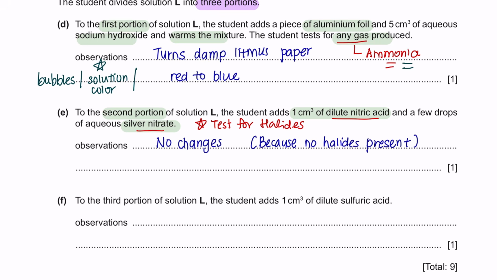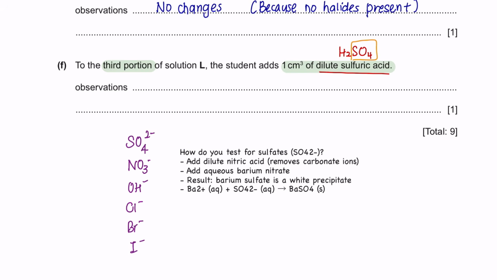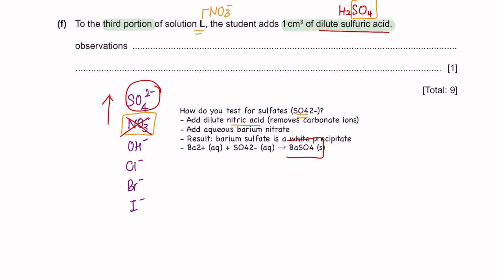And for the third portion of solution L, the student adds 1 cm cube of dilute sulfuric acid. This here is a test for sulfates. When testing sulfate, we will add barium nitrate, which contains nitrate ions, and solution L indeed contains nitrate ions. Since sulfate is placed above nitrate ion, it is more reactive than nitrate. So it will displace nitrate to form barium sulfate, which is a white precipitate. So white precipitate here would be your observation.